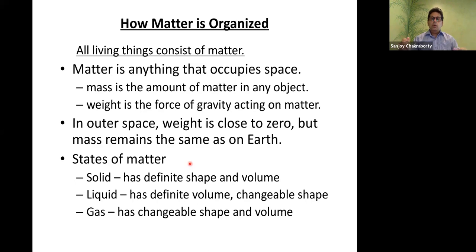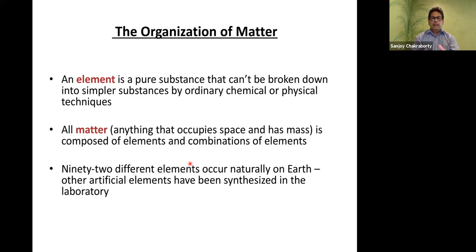Now, those units, the most basic, fundamental ones, are called elements. So what is an element? An element is a pure substance, and that substance cannot be broken down into simpler substances.